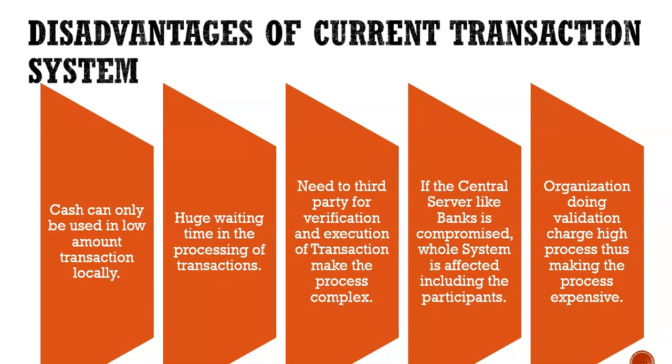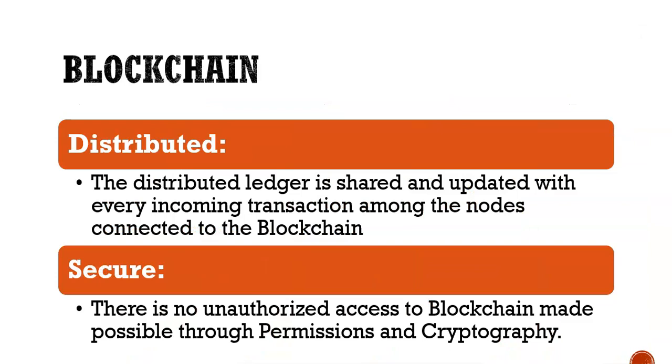Having understood the disadvantages of the current transaction system, we are now in need of a system which will eliminate the third party organization, where we need not rely on a bank, and need not worry about a particular server getting compromised. So what do we do? We go with the blockchain. So what is a blockchain? A blockchain is a distributed ledger. All the nodes will have their own copy of the ledger, wherein all the nodes have the agreed-upon copy of the ledger, or the final value in the ledger.